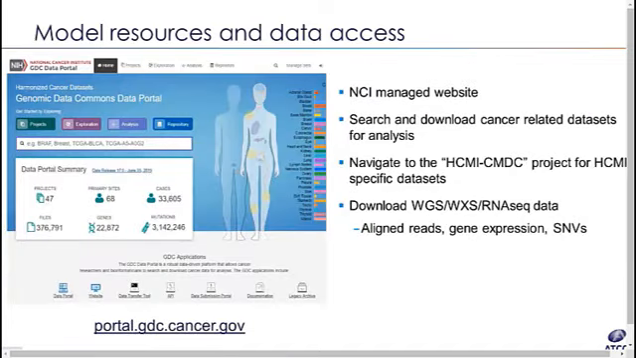The Genomic Data Commons, or GDC, is another NCI managed site for a number of cancer data sets. One thing to note is this is not HCMI specific. To find HCMI models, search for the HCMI-CMDC project to find the list of models from the HCMI. Here you can download the aligned reads from the whole genome and exome sequencing and gene expression from the RNA sequencing data.